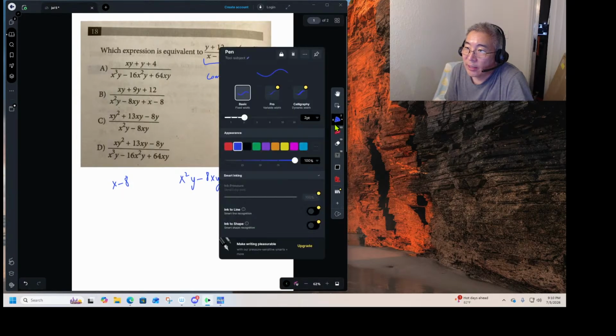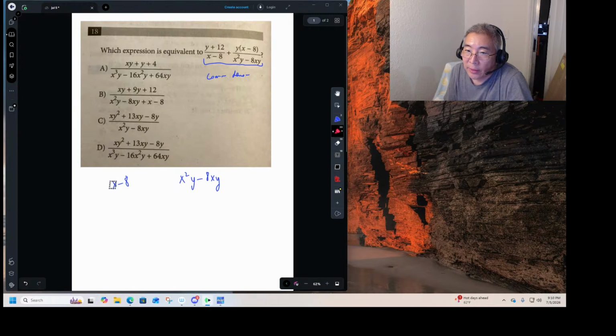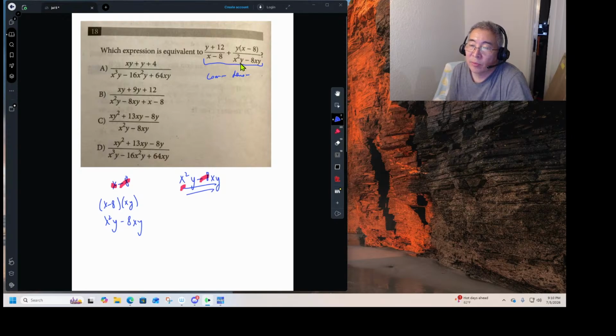Well, we can kind of see that there is a pattern here. There's x and there's an x here. There's a negative 8 and there's a negative 8 here. So maybe we could get the second denominator by multiplying the first denominator by something, right? And that something would be xy, right? If I multiply x minus 8 times xy, I would get x squared y minus 8xy, which is exactly this. So this isn't so bad after all, right?